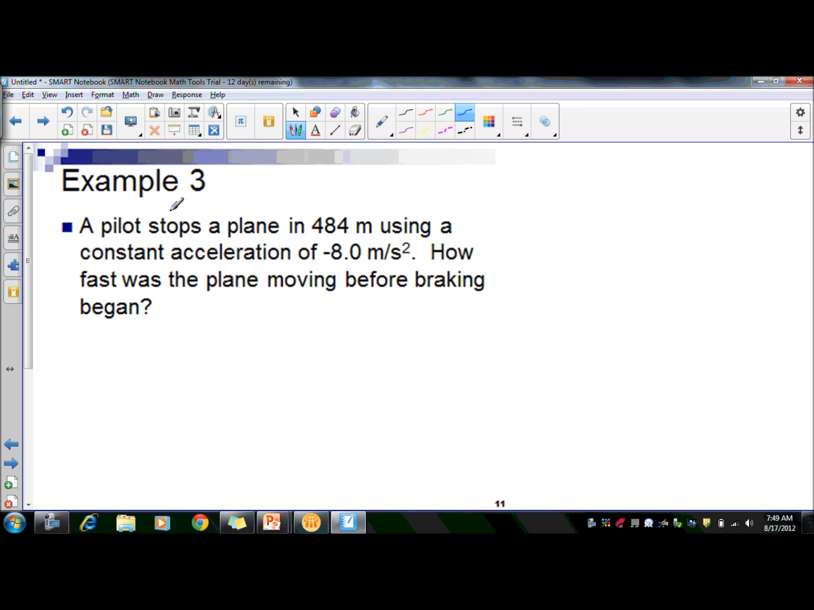All right, our third example. A pilot stops a plane in 484 meters using a constant acceleration of negative 8.0 meters per second squared. How fast was the plane moving before braking began? So first of all, here we have a negative acceleration. So that's our A. The negative just means we're slowing down, which is what it says here. 484 is your D, because it's in meters. But we need one more given. You always need 3 givens in an acceleration problem. Well, it says right here that the plane stops. So if it stops, what is its V? 0. So our final velocity is 0 because we are stopping the plane. So you're going to have to read into this sometimes to find that last given.